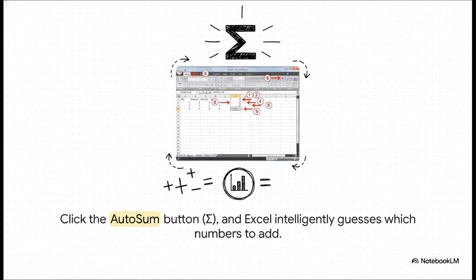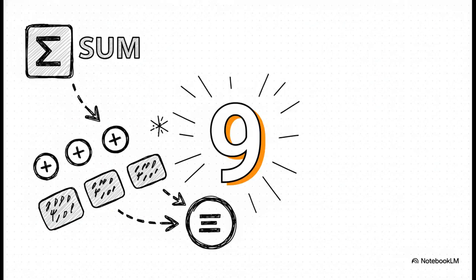And check this out. Excel just highlights the numbers it thinks you want to add and literally writes the formula for you. It is such a massive time saver. All you have to do is hit enter, and there's your total. That's it. No typing, no chance of a typo in your formula. Just one click, and you've got your sum.